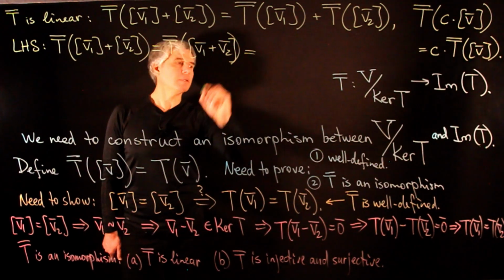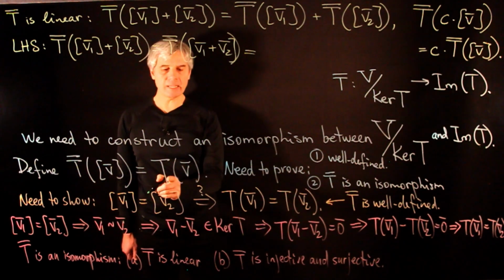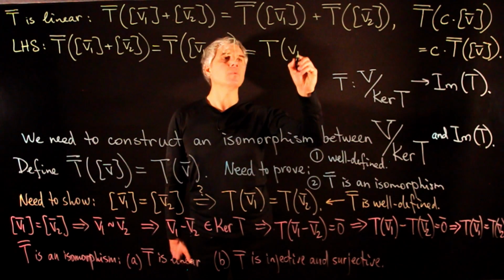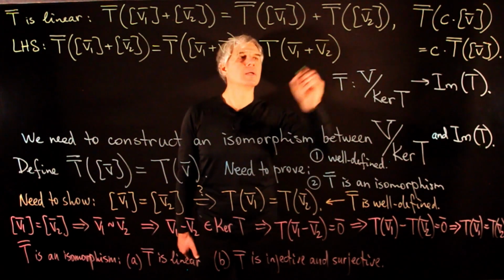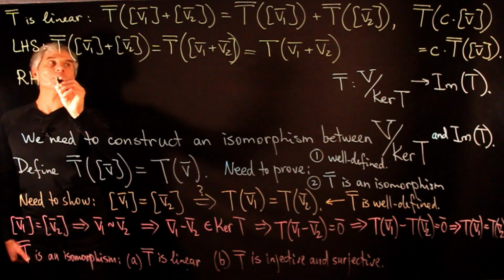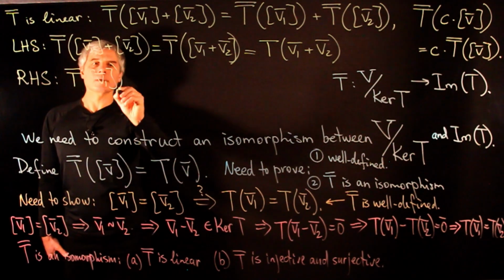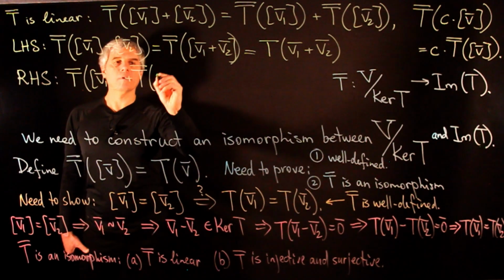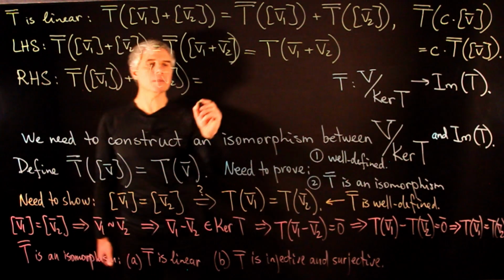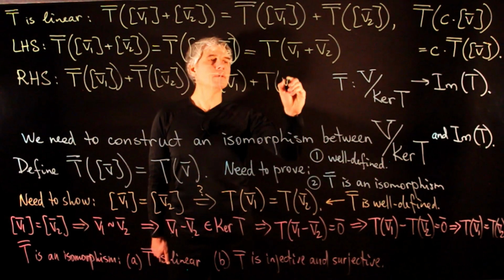And by our definition, T bar of an equivalence class is T applied to the representative of this equivalence class. So this is going to be T of v1 plus v2. And if we take the right-hand side, so here we have T bar of the class of v1 plus T bar of the class of v2. Again, by definition of T bar, this is equal to T of v1 plus T of v2.